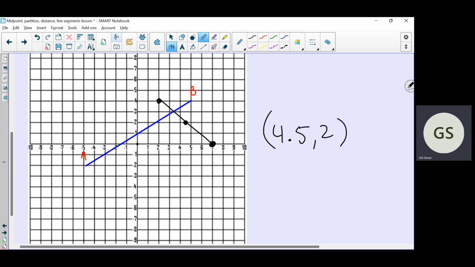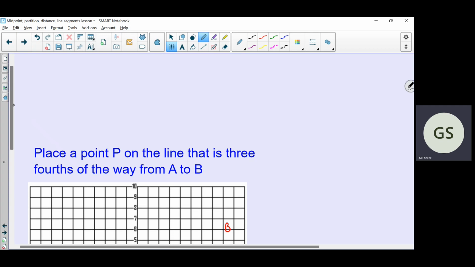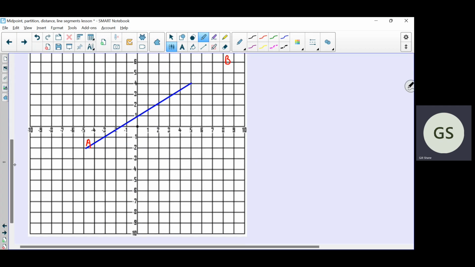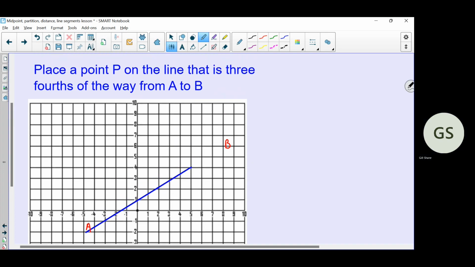All right, so let's do a real quick review of partitioning. I don't remember if I did partitioning on a coordinate plane, so we're going to do that. I might have, it might be review. Oh, 3/4. So 3/4 of the way means a ratio of 3 to 1. I didn't really go over how to take a fraction and convert it into a ratio, but that's what that would mean. So if I want a point on that line, point P, that is in a ratio of 3 to 1.